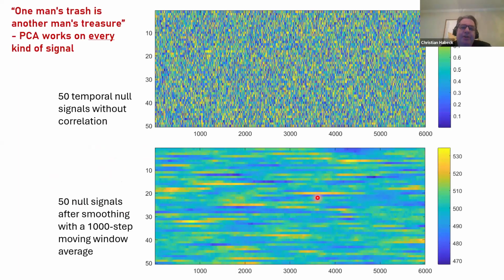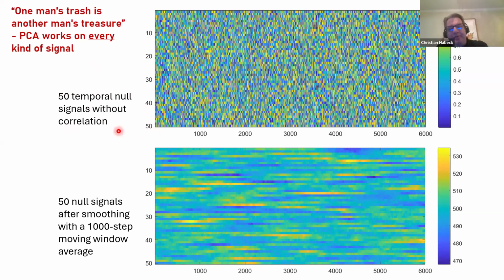So let's imagine the following. This was a recent caveat, and I like the S.J. Scott quote: "One man's trash is another man's treasure." So here PCA works on every kind of signal, right? Let's imagine we're in the time domain, and we have 50 temporal signals, and they are absolutely null signals. I made them up. There's nothing in there, right?